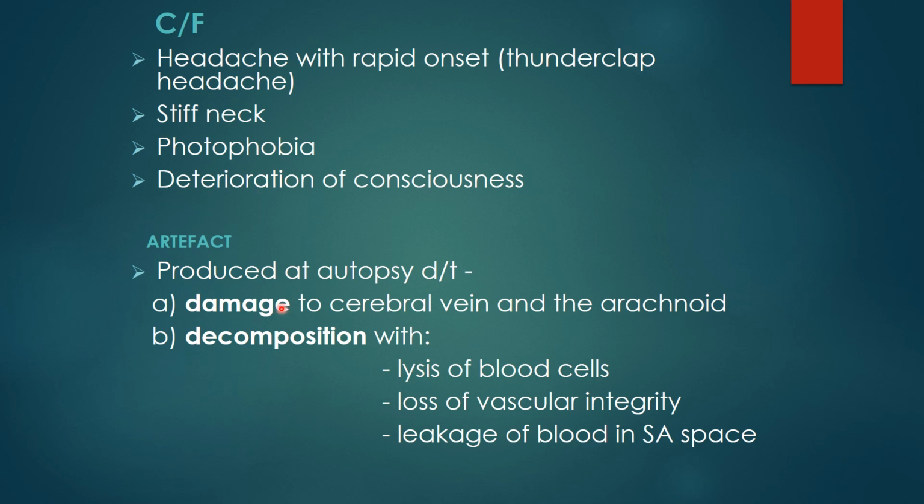During autopsy, subarachnoid hemorrhage can be produced as an artifact. That means there was no subarachnoid hemorrhage before, but during dissection of the brain, some bleeding has occurred, which is misdiagnosed by the autopsy surgeon as a subarachnoid hemorrhage. It can be produced during autopsy due to damage of the cerebral vessels or the arachnoid matter, or there can be decomposition and hemolysis.